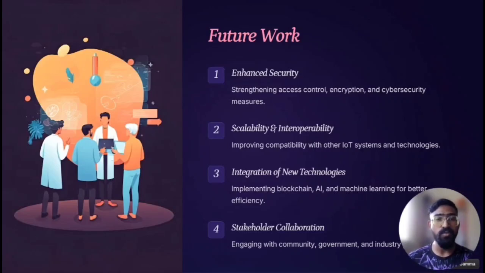The third one is the integration of new technologies. With this, we bring new technology inside, implementing blockchain, AI, and machine learning for better efficiency in these smart cities. And the last one is stakeholder collaboration, which means we can cooperate with community stakeholders and governmental organizations in the context of smart city services and applications. With regard to these areas, further research should help to advance the ideas of smart cities by making them safer, more effective, and sustainable.